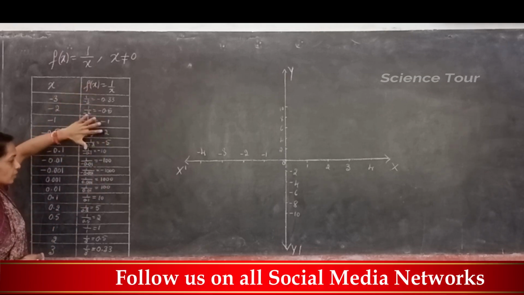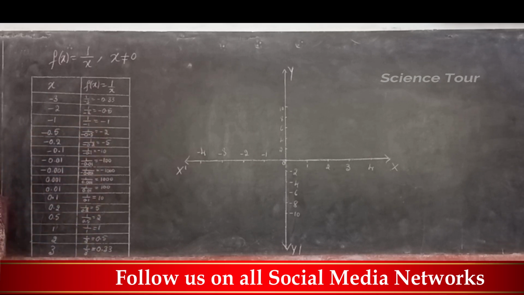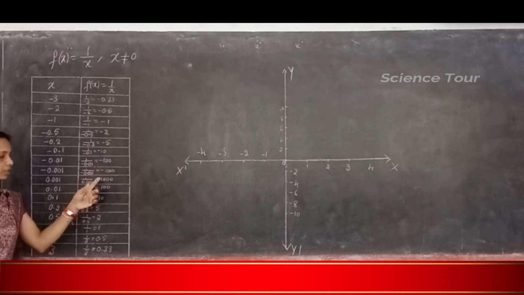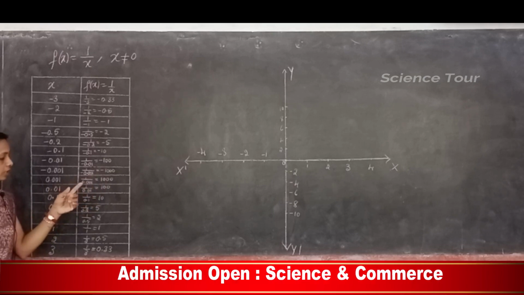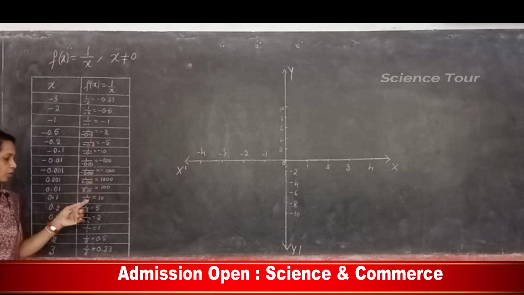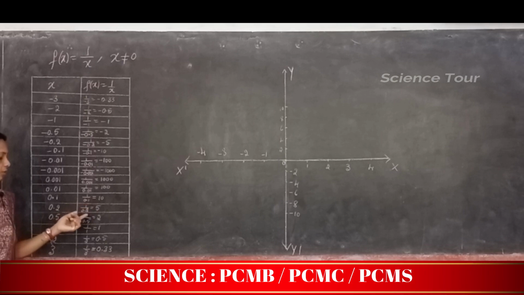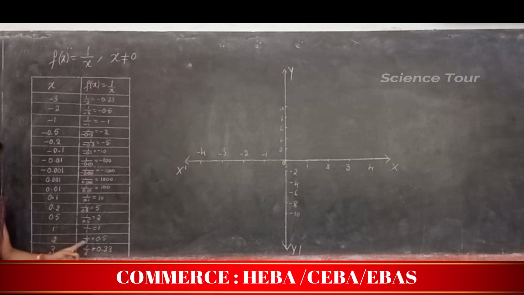Same values but here with the plus sign. Okay, 1 by 0.001, that gives you 1000. Next 1 by 0.01, that gives you 100. 1 by 0.1 gives you 10. 1 by 0.25, 1 by 0.5, that is 2, 1 by 1, that is 1, 1 by 2, that is 0.5, 1 by 3, that is 0.333, 33 etc. like this.